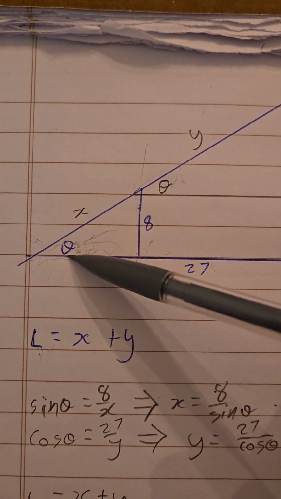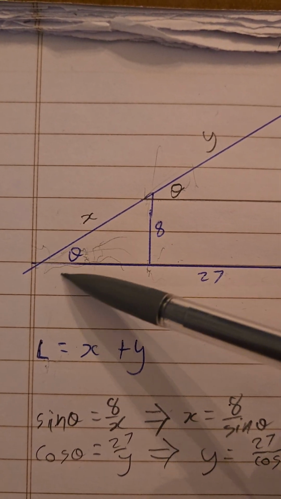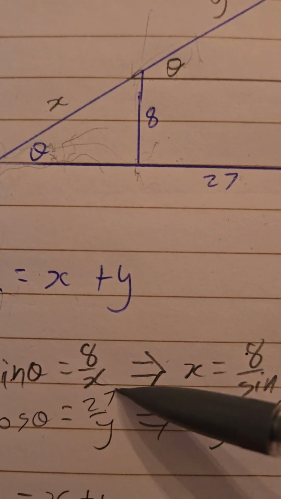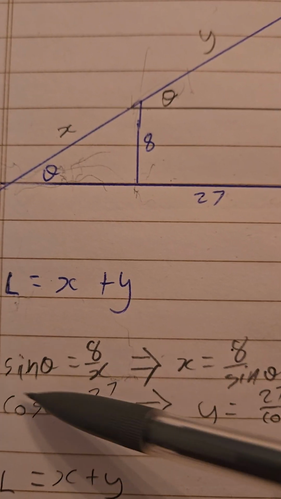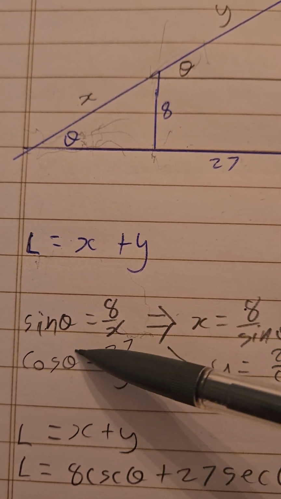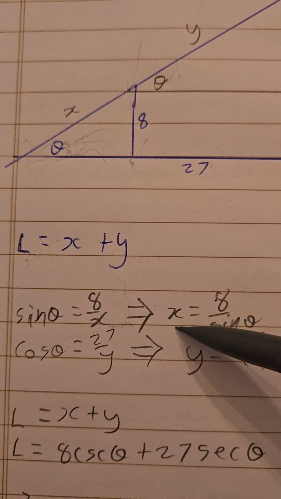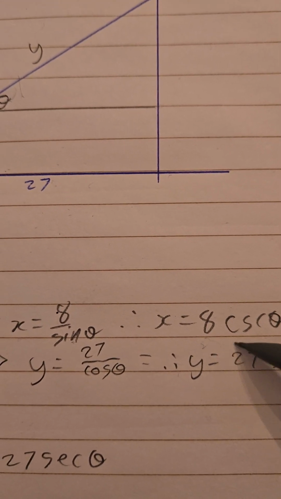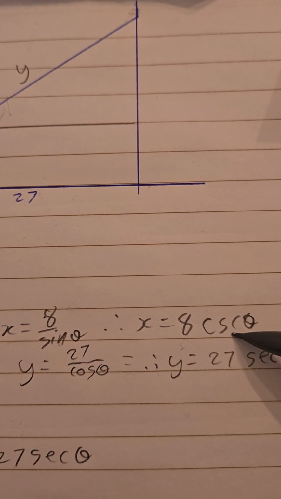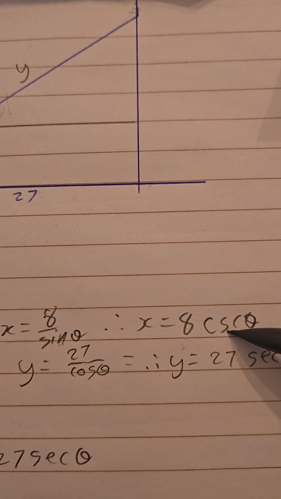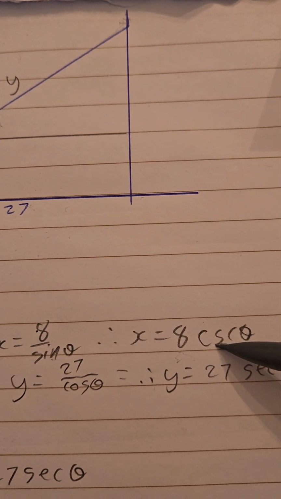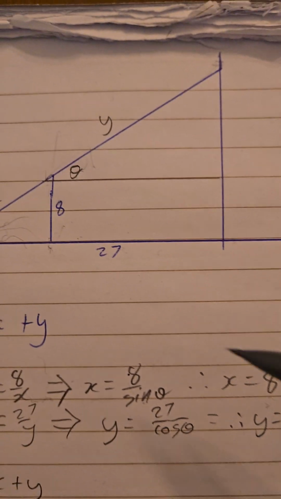So, using rules of trigonometry, the sin of theta is 8 over x, opposite over hypotenuse. Now, manipulating equations, if sin theta is 8 over x, then x is 8 over sin theta. Therefore, x is 8 cosec theta, because cosec is 1 over sin. Sin is opposite over hypotenuse, so cosec is hypotenuse over the opposite.